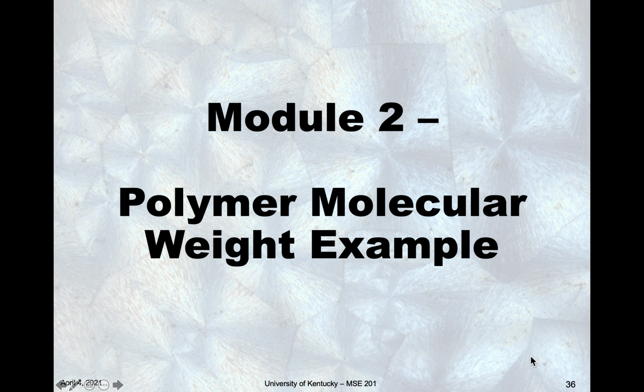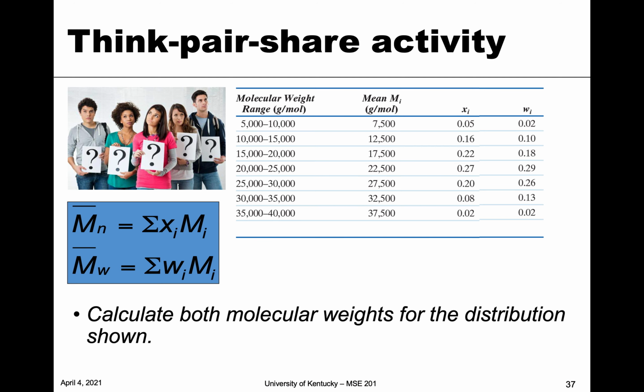All right, so in this module, we're going to go over another example on the quiz for how to calculate molecular weight for a polymer sample. This is similar to a problem in your book, but what I want you to do, which is also on the quiz, is calculate both averaged molecular weights for the distribution shown below. Just a quick note: it already has xi and wi calculated, and the means, as you might be able to tell, are the midpoints from this range.